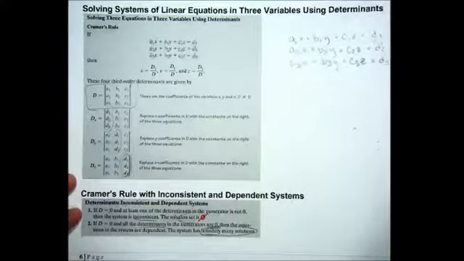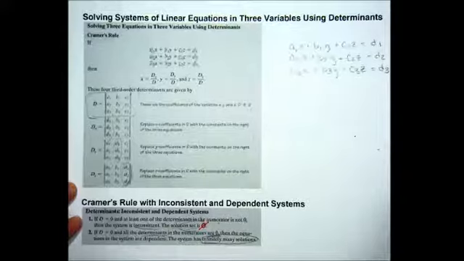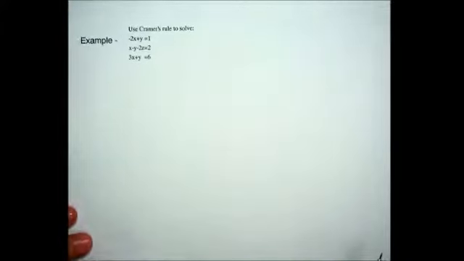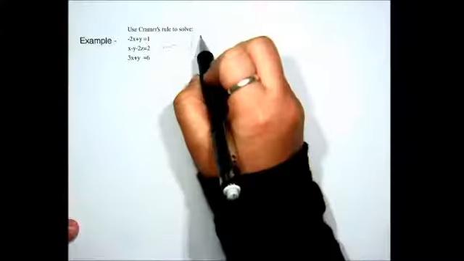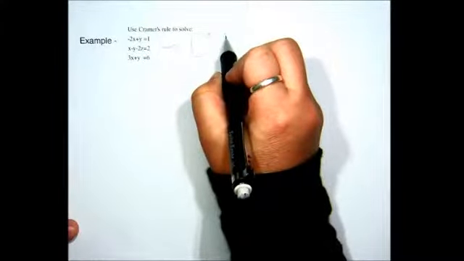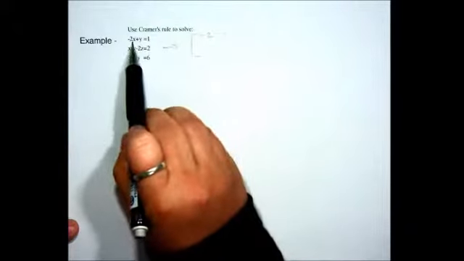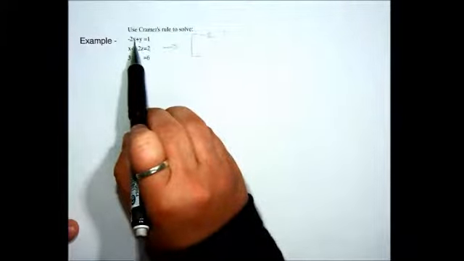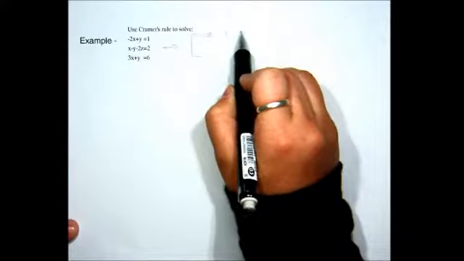So let's look at an example using our new rules for Cramer's rule. Here's the system that I have. What I want to do is change this into a matrix. So -2, 1, be careful. This one has an x and a y, this one has an x, a y, and a z, and this one has an x and a y, which means I need a placeholder for my z.